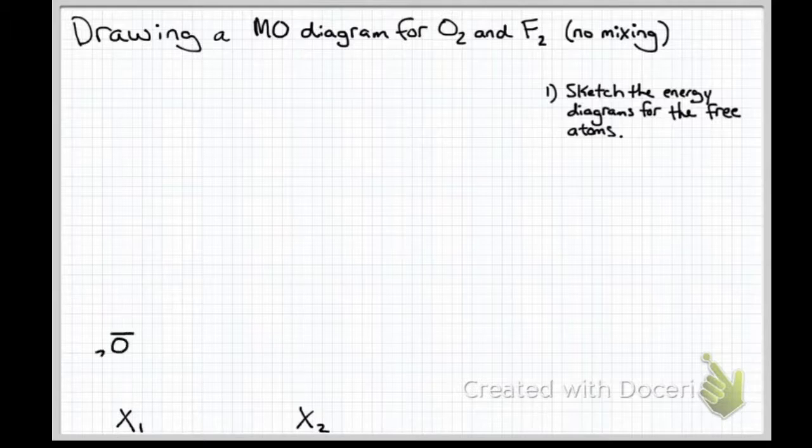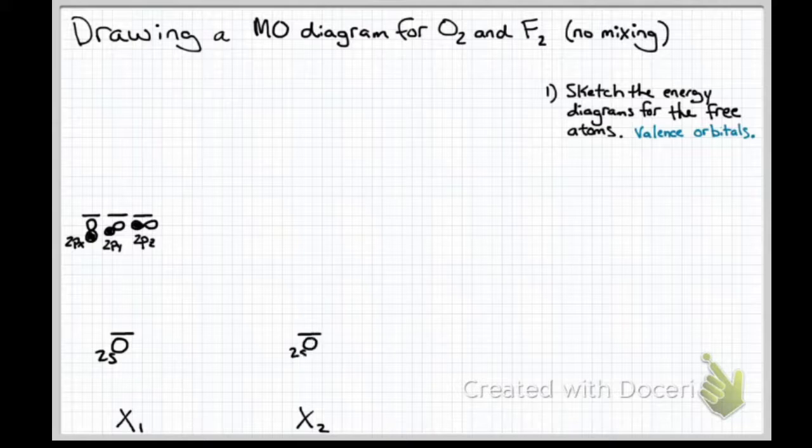This is the diatomics. We'll label them X1 and X2. And for O2 and F2, our valence shell will be the second energy level, so we'll have a 2s, a 2px, a 2pz, and 2py. And I like to sketch in the general shapes and orientations of those orbitals. Now these are just the valence orbitals. I'm not showing the lower lying orbitals because they're not involved in bonding.